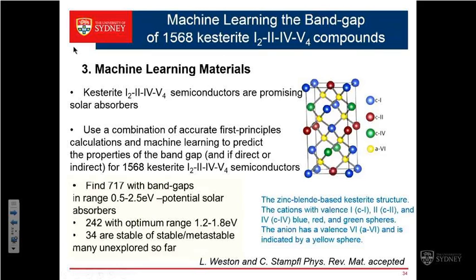And then of these 242, you can look into the materials genome, which has millions of different structures in it, and you can search and see which of the structures are stable or metastable. So of all of these that were looked at, 34 are potentially of interest and unexplored so far.